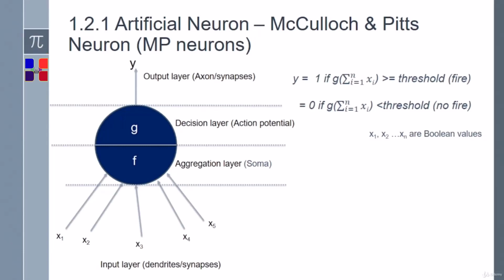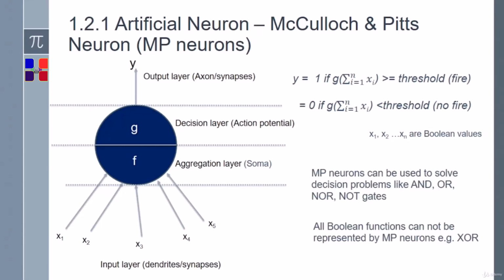So this is how the McCulloch-Pitts neuron was constructed. Using this neuron, you can create most of the logic gates. AND, OR, NOT gates can be created using a combination of these McCulloch-Pitts neurons. But not all gates can be created. For example, the XOR gate cannot be created, and that was one of the limitations of this particular neuron.